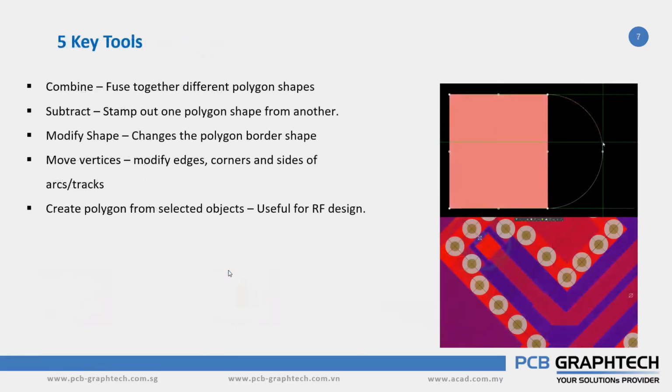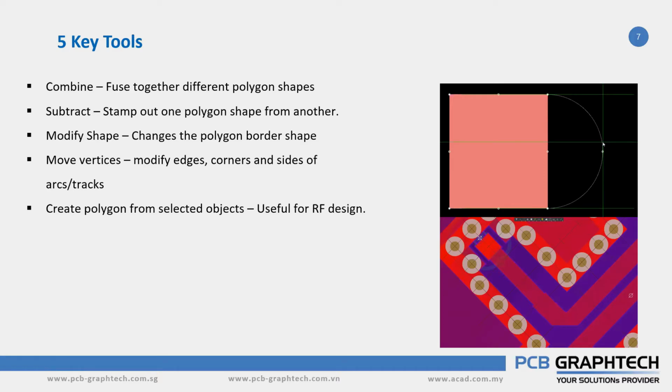Okay, so next we see the 5 key tools we need to consider in your polygon pour. First, when you have 2 different polygon shapes and you want to combine them, they will automatically merge and give a new shape. Then if you want to subtract one polygon from the other, it will redefine the shape based on the selection of your first and second priority of polygons. Always the preference goes to the first polygon, then the second polygon.